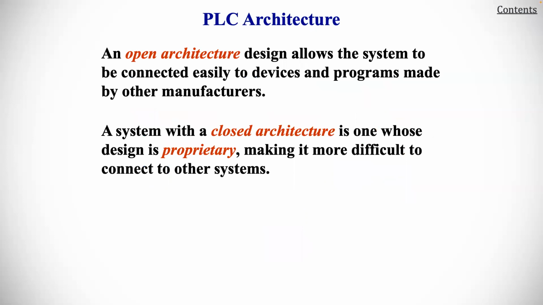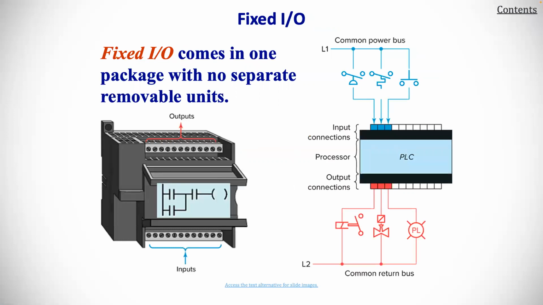So, PLC architecture: an open architecture design. There are two types, open and closed. An open architecture design allows a system to be connected easily to devices and programs made by other manufacturers. A system with a closed architecture is one whose design is proprietary, making it more difficult to connect to other systems. At least if you have a standardized interface, the implementation could either be open or closed source, I should say. And if the architecture and the interfaces are different, that's going to be a lot harder.